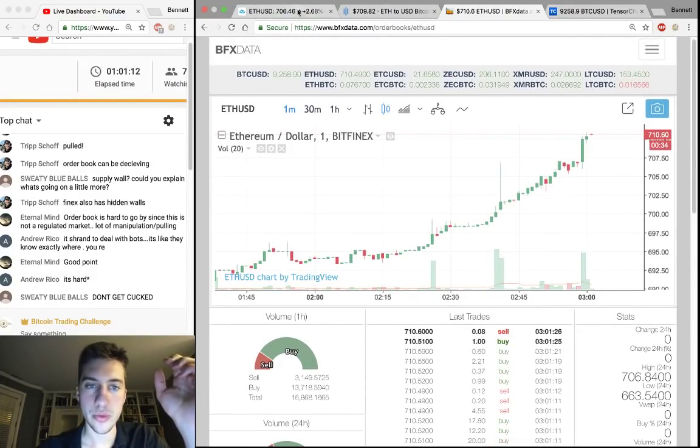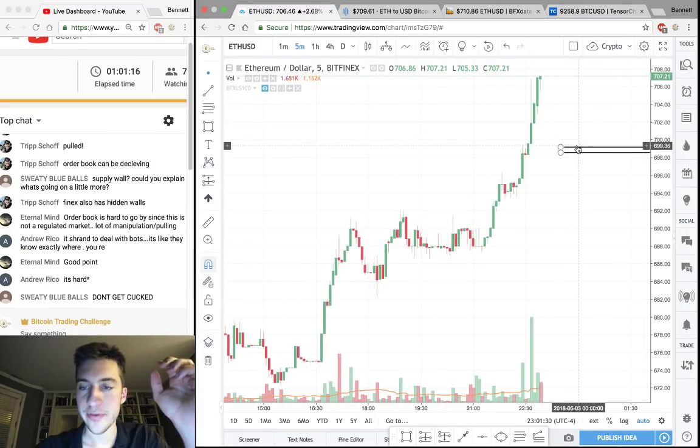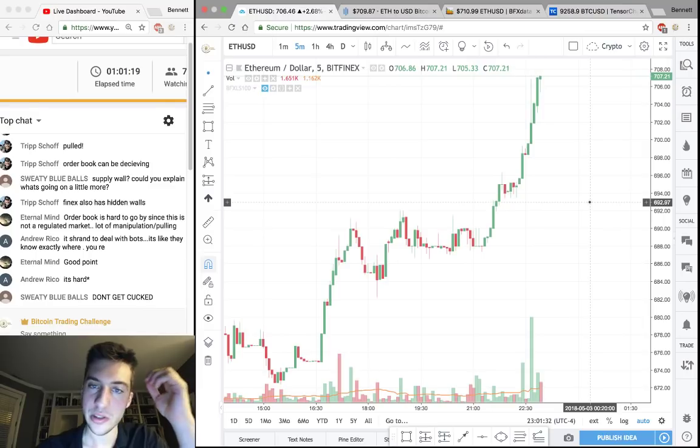The market just won't go down though. Oh my God. Well, this confluence zone is useless because price broke the high of the Fibonacci.